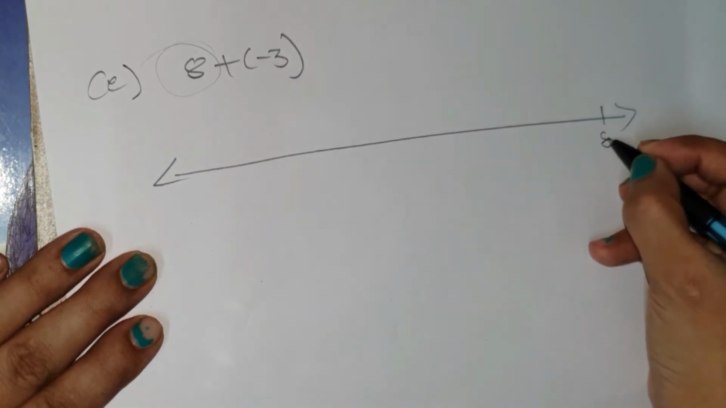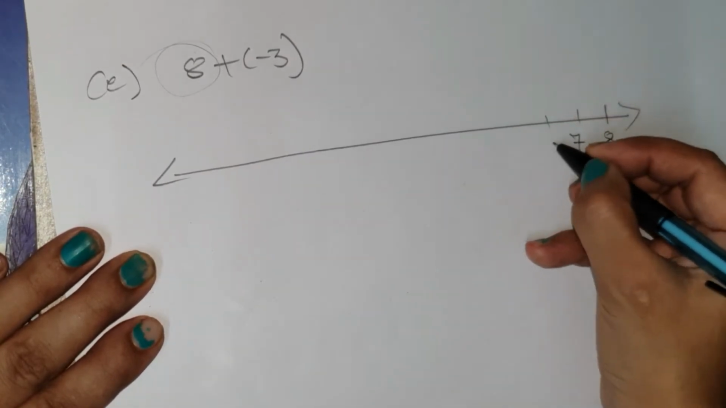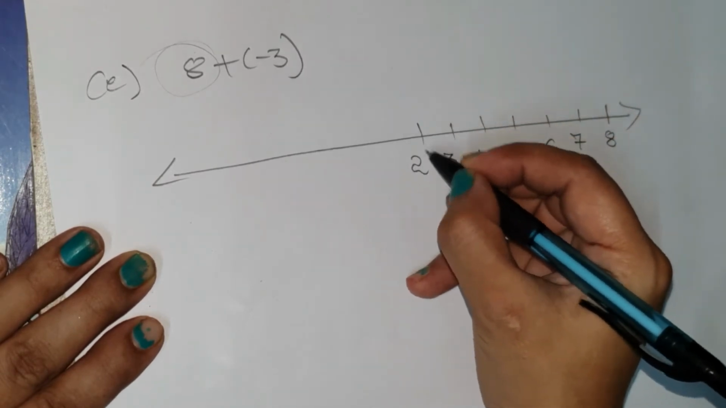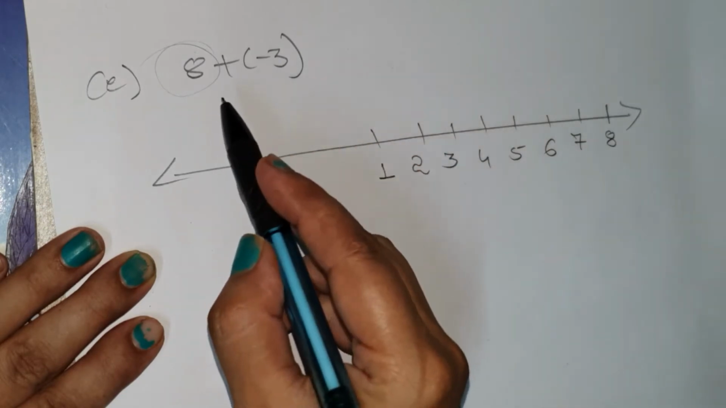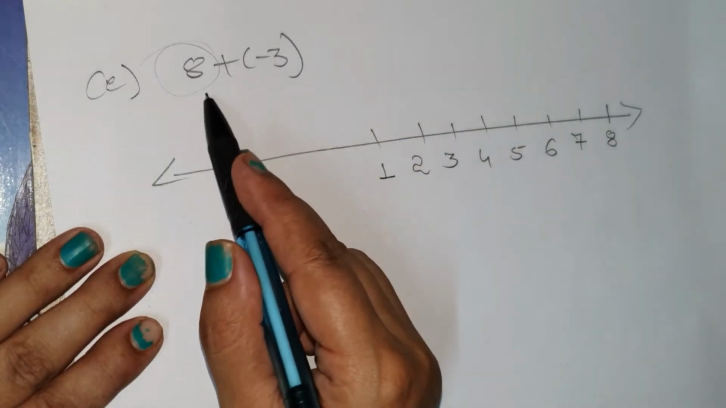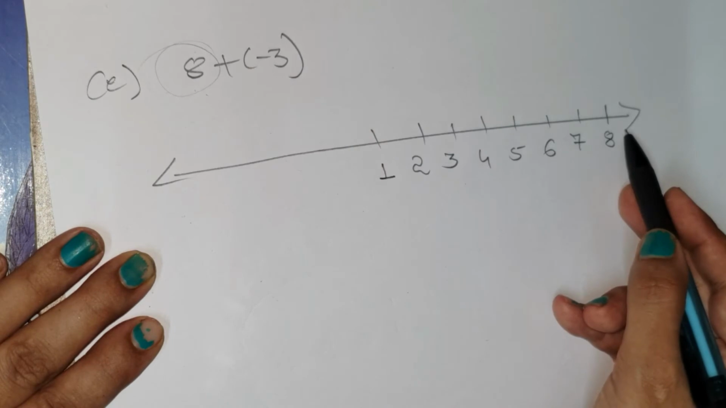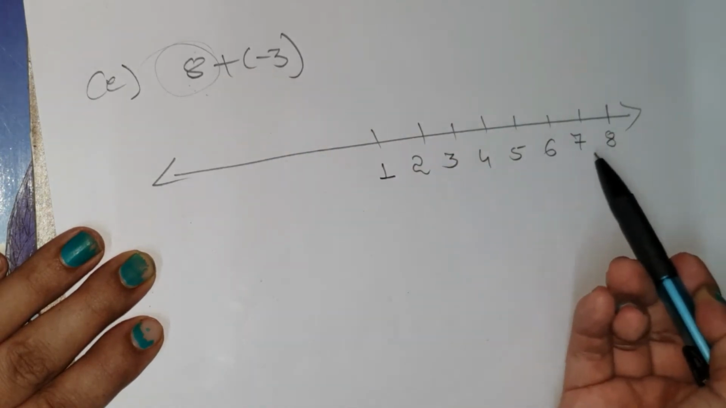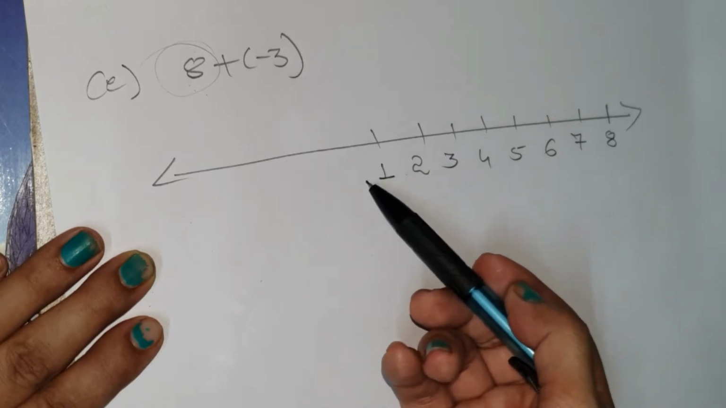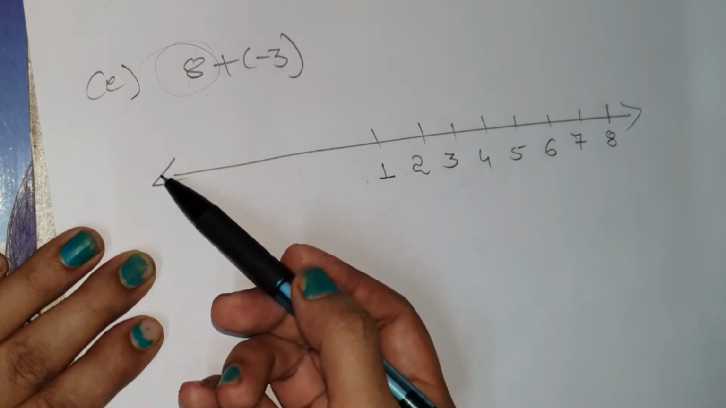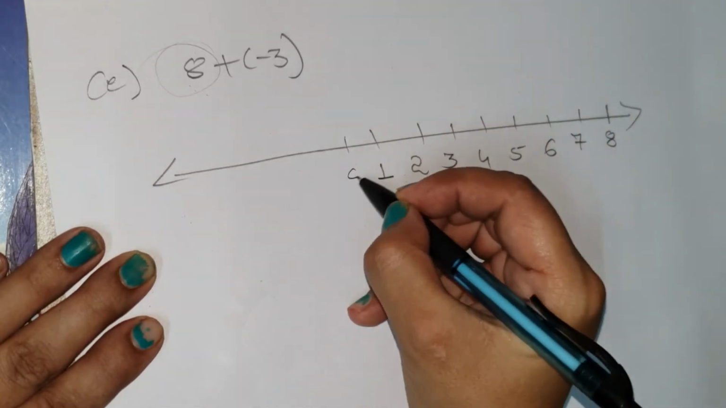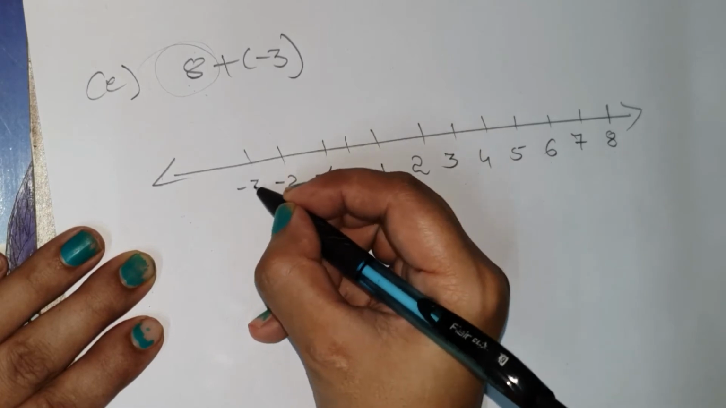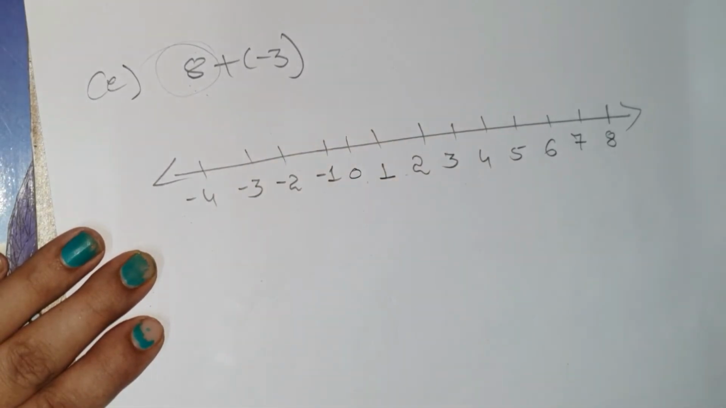Here you can write 8, then 7, 6, 5, 4, 3, 2, 1. If it is a minus sign, then start from the left hand side. If it is a plus sign in the beginning, then start from the right hand side. So, 8 was there. So, I have started from the right hand side by writing 8, 7, 6, 5, 4, 3, 2, 1. Now, whatever space I am having, in that space I will write the negative integers. So, here 0, minus 1, minus 2, minus 3 and minus 4 like this.